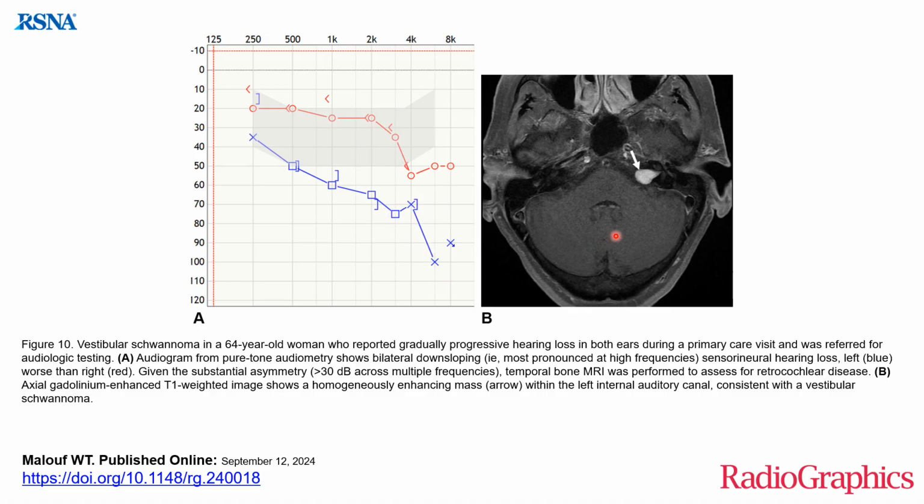On imaging, the post-contrast MRI image demonstrates a diffusely, intensely enhancing soft tissue mass lesion within the left internal auditory canal, which is compatible with a vestibular schwannoma, very similar to the case that I showed earlier. But here we can see the corresponding audiogram, and on audiogram we suspect a retrocochlear pathology, and MRI is demonstrating that pathology.